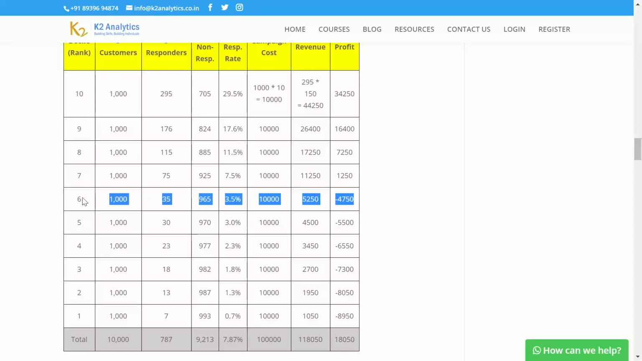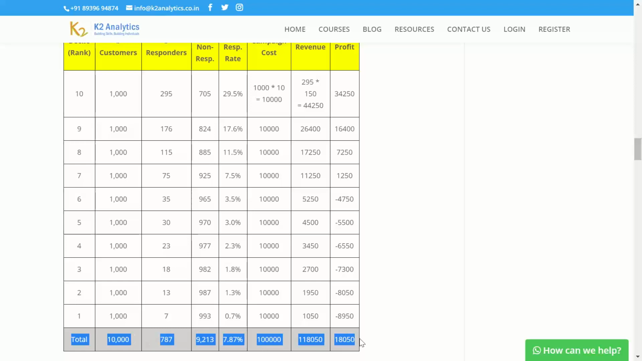However, in decile 6, my conversion is so less that my cost is higher, my revenue is lower, I'm actually making a loss. If you take the total at the overall grand total level, I'm making a profit. So if you would have seen the campaign at an overall level, you would have said, okay, hey, I have made a profit. I made a profit of 18,050.